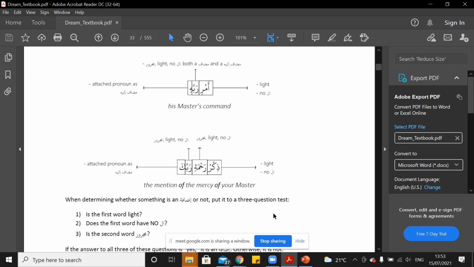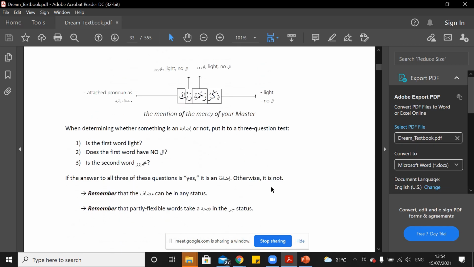Okay, so if it is clear, then why don't you go ahead and do the next one? Zikru rahmati rabbika. Zikru has no tanween and no alif lam, so it can be mudaf. Rahmati is mudaf ilayh because it has kasra, so it is in jar status, right? So Zikru rahmati is an Idafah fragment, yes?